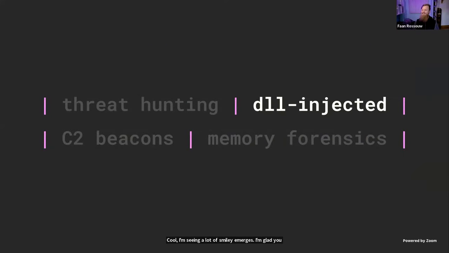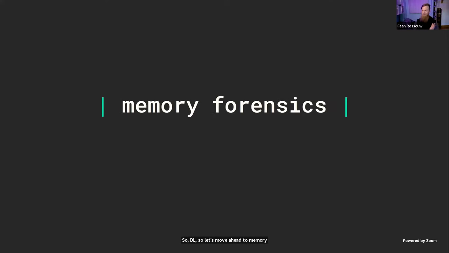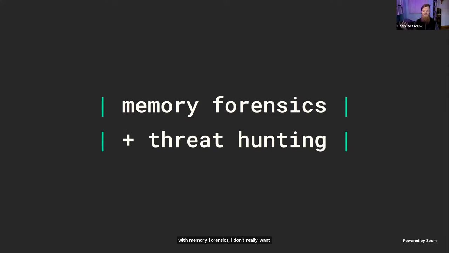So DLL injection. So let's move ahead to memory forensics. And so with memory forensics, I don't really want to discuss the whole giant discipline in and of itself. It's a whole monolithic discipline by itself. Rather, I think it's interesting for us now to explore the relationship between memory forensics and threat hunting.